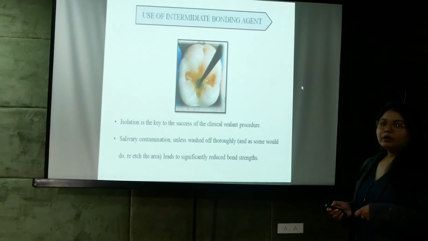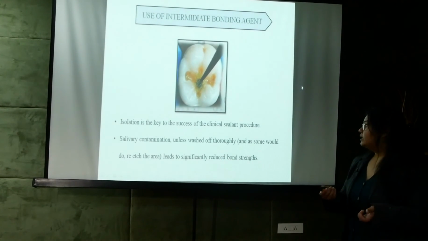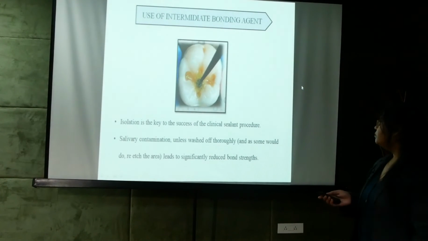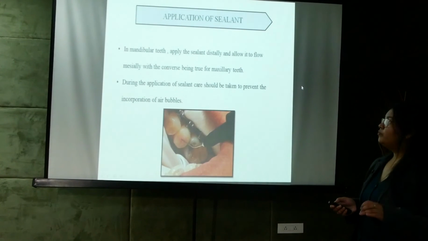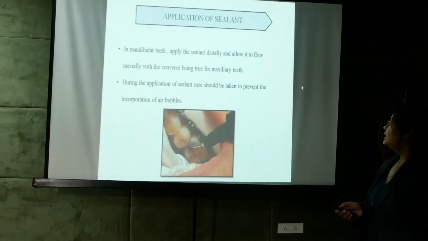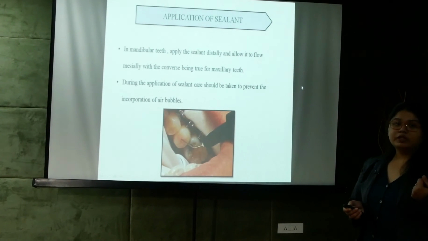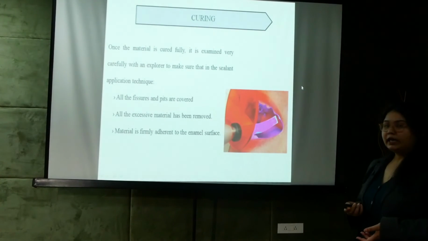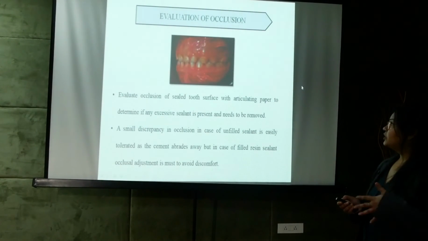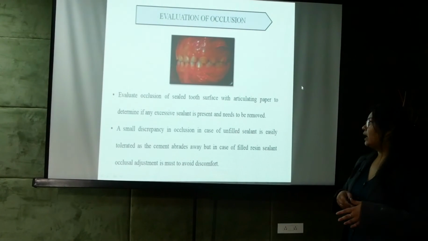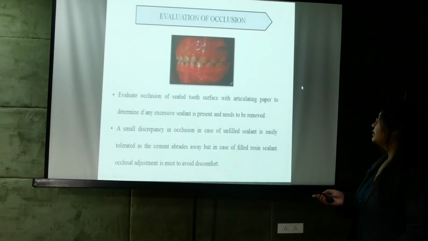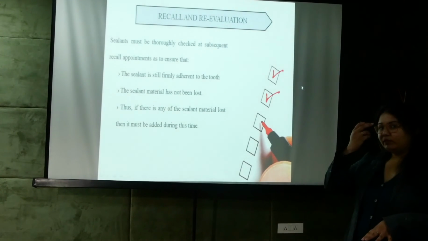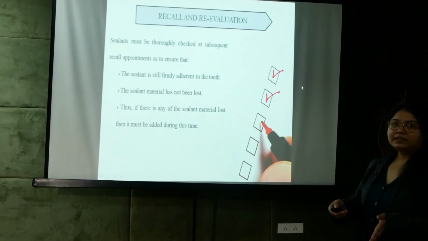Then we apply the intermediate bonding agent. Some studies say that we should apply the bonding agent, and some say it is not important. Then application of the pit and fissure sealant is done, and care should be taken to prevent incorporation of air bubbles. Then curing is done with the curing light. After that, evaluation of occlusion is done, to check that there are no high points. Finally comes recall and re-evaluation of the patient after 3 months, 6 months and so on.